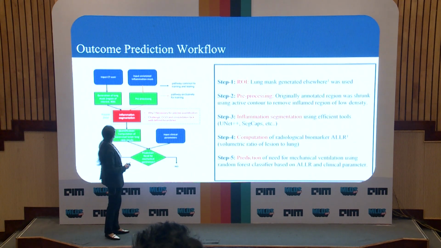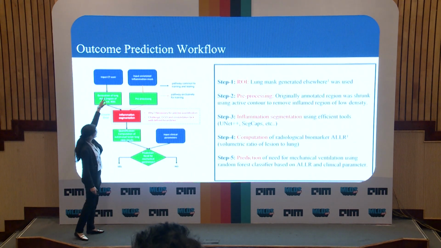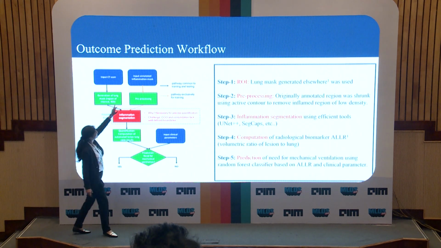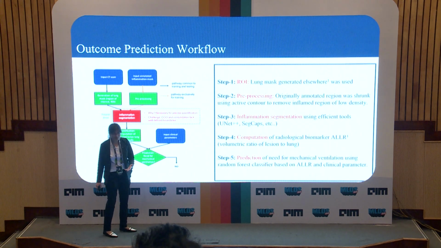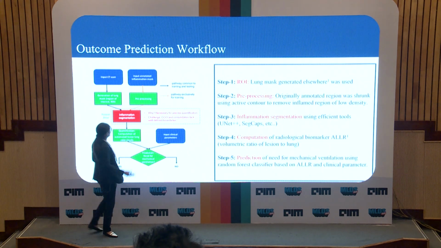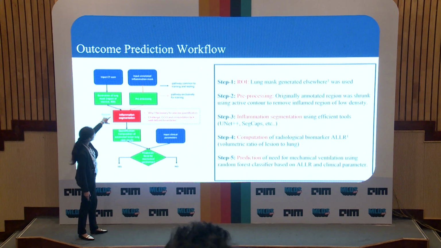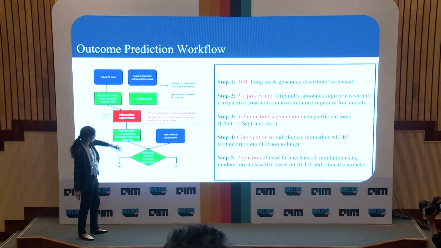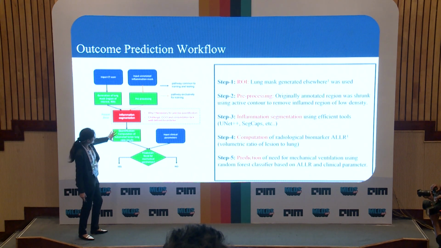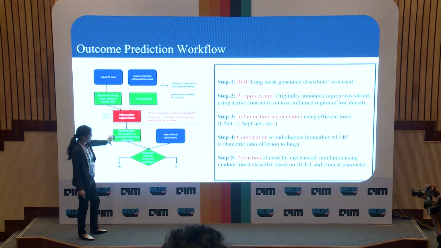If you observe over here, what we are doing is, we have an input CT scan. We are trying to generate the region of interest. On the other hand, we have the annotated inflamed mask. We are doing pre-processing via? Very good, shrunk active contour. And after that, we are doing inflammation segmentation. Here we are applying the different algorithms and architectures that we have discussed. Finally, we are doing the quantification. I'll talk about how we are quantifying that inflamed region.